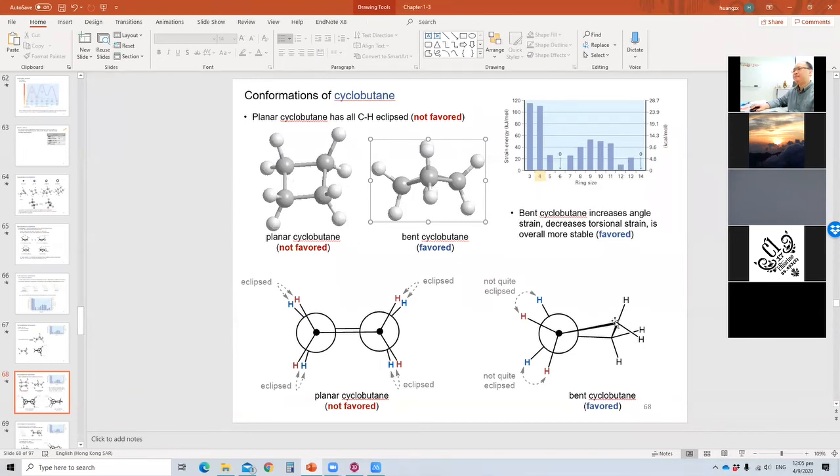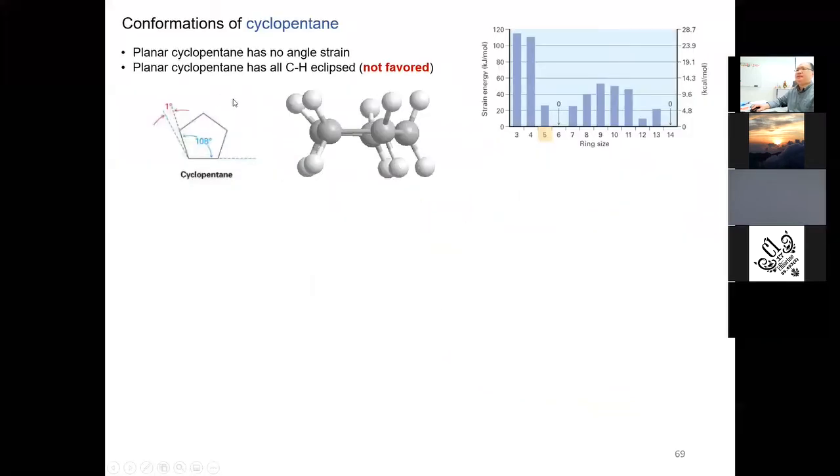Keep that in mind. Cyclopentane is quite interesting. If cyclopentane is a planar structure, the bond angle is 108, very close to the sp3 optimal angle of 109, right? But the bad thing is that if you put all these carbons on a plane, all these hydrogens are again eclipsing with each other. So if it's planar, it doesn't have angle strain, but it has a lot of torsional strain. So what cyclopentane decides is that it will adopt what we call an envelope shape.